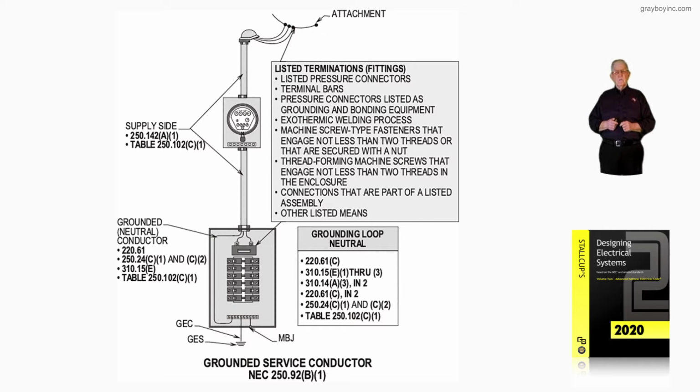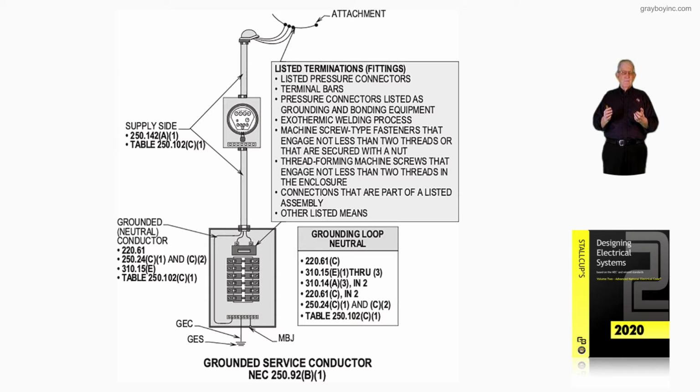This illustration deals with the grounded service conductor. Now, before we get into this, let's look at the grounded loop neutral first. It has to be sized as a neutral, that grounded conductor coming in accordance with 220.61(C). You determine if it's current carrying or not in accordance with 310.15(E)(1) through (E)(3). In other words, section 310.15(E)(1) through (E)(3) tells you how to use the neutral, how to size it, and when it is considered current carrying.